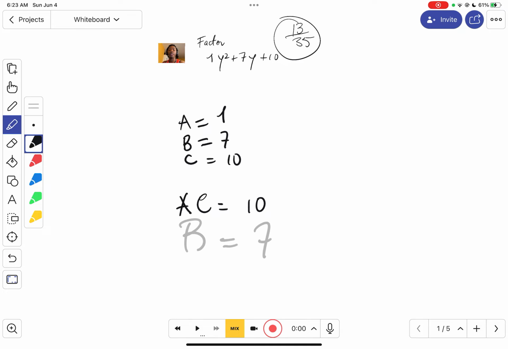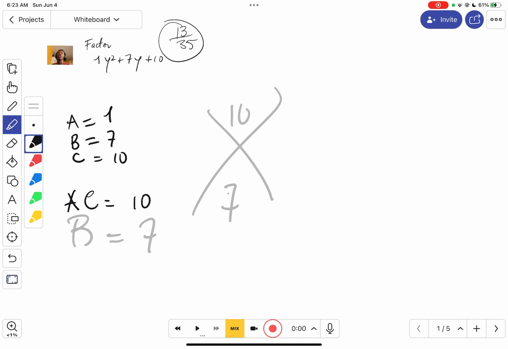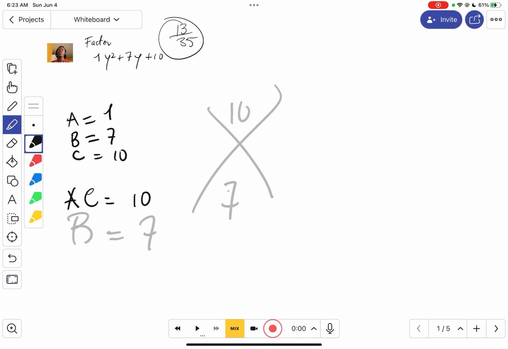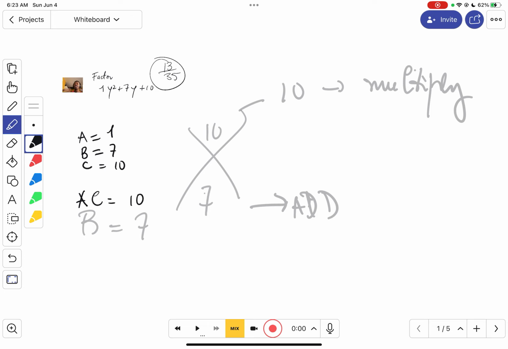B, which is 7. So, the AC method: AC will be at the top, 10, and B will be 7. The question you need to ask yourself is, what numbers, when I multiply them, will give me 10, and when you add them, will give 7? The only numbers I can think of right now are 5 and 2.